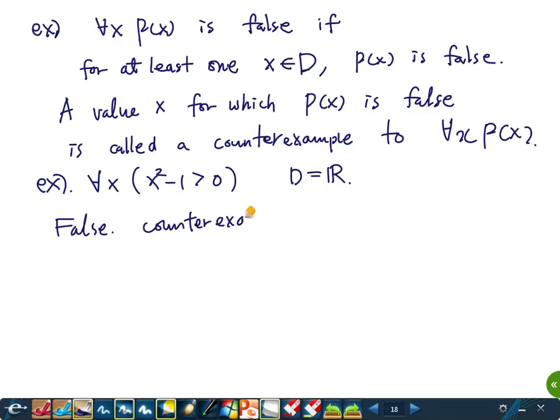Counterexample: x equals 0. If x equals 0, then x squared minus 1, which is minus 1, is not greater than 0. So, counterexample. So, it's false.